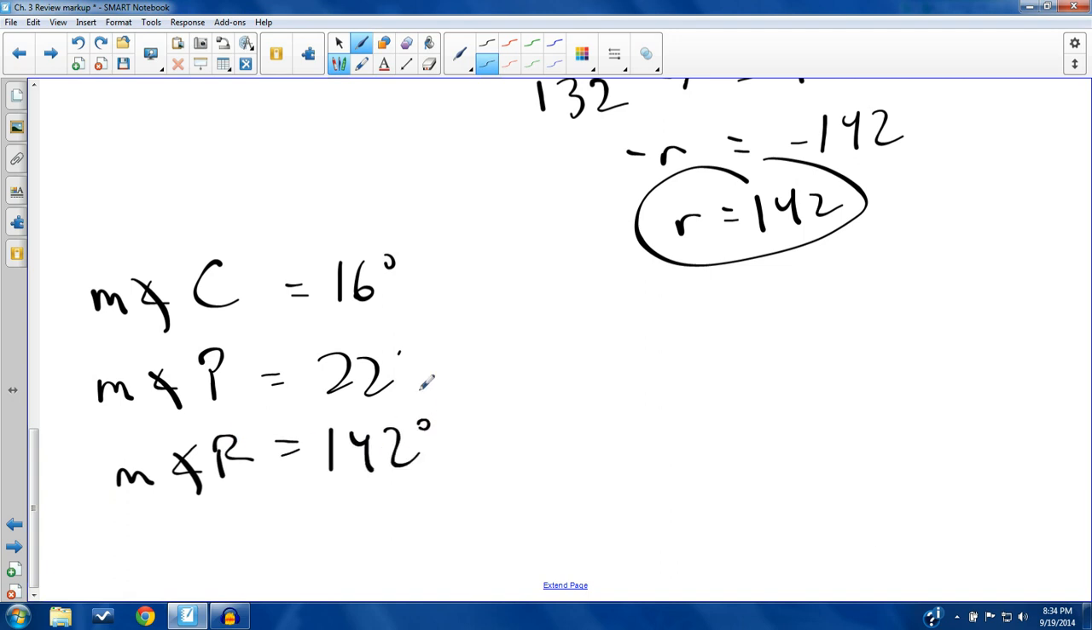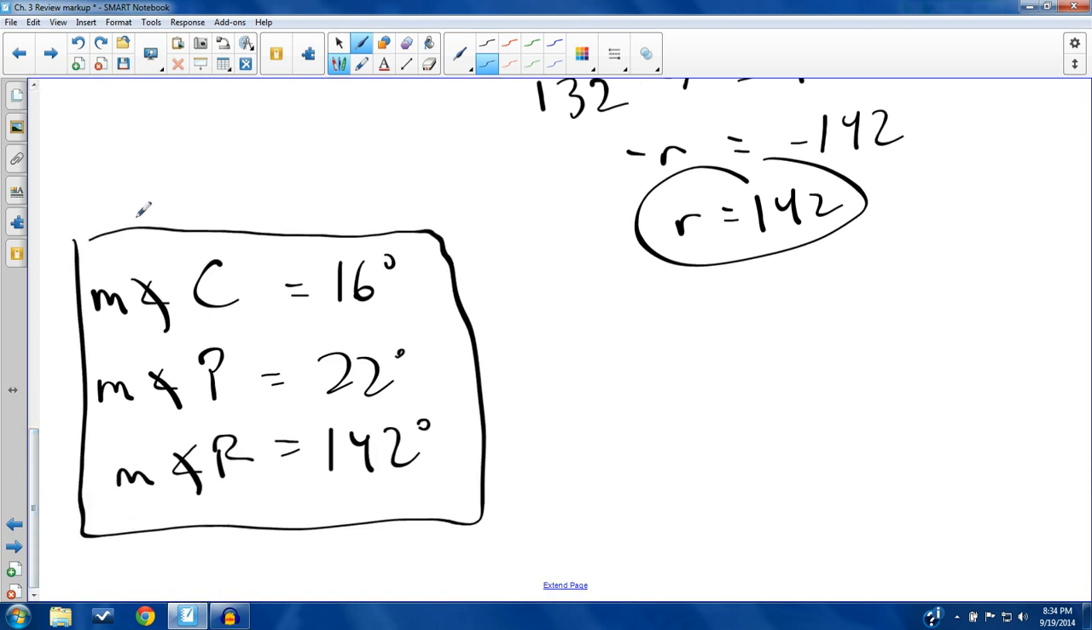Now, you might take a look at it and say, does that make sense? Remember, this is the first time I'm doing this. Did I do it right? I sure hope so. One way I can double check is to say, okay, in a triangle, these should add up to 180. 22 plus 142 is 164. 164 plus 16 is 180. I feel like I'm right. Am I for sure? I don't know.